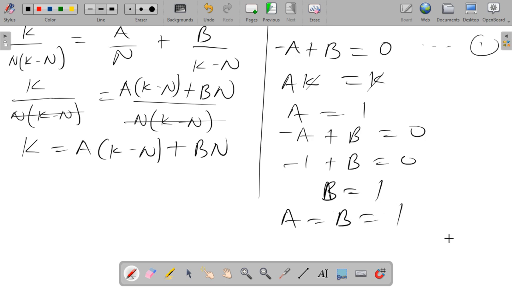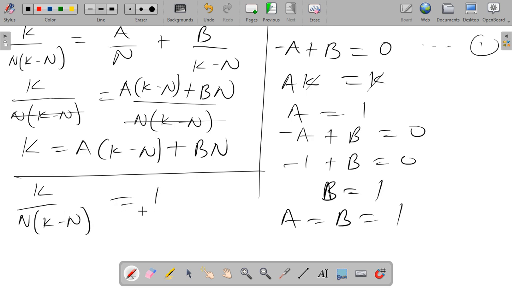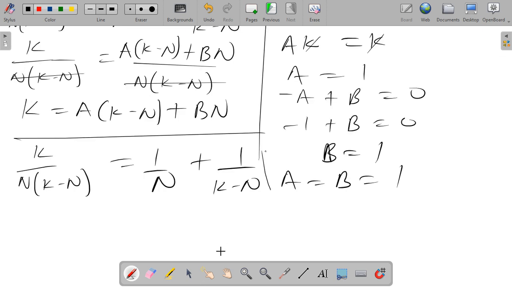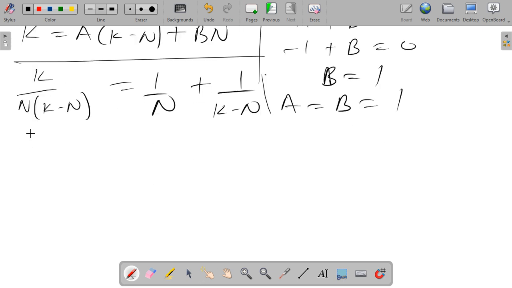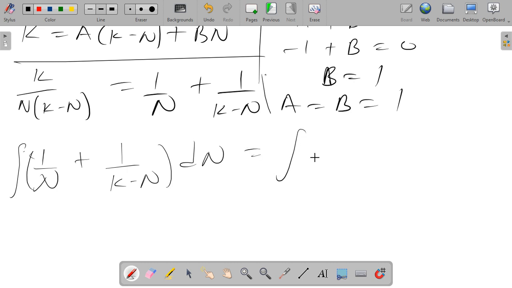Having this, you now come back and put it here. Permit me to draw the line here. That means k over n into k minus n is the same thing as saying 1 over n plus 1 over k minus n. So that is the main reason we want to split this, so that it will be easy to integrate. So my integration will now be the integral of 1 over n plus 1 over k minus n, and dn is equal to the integral of, I think, r dt.